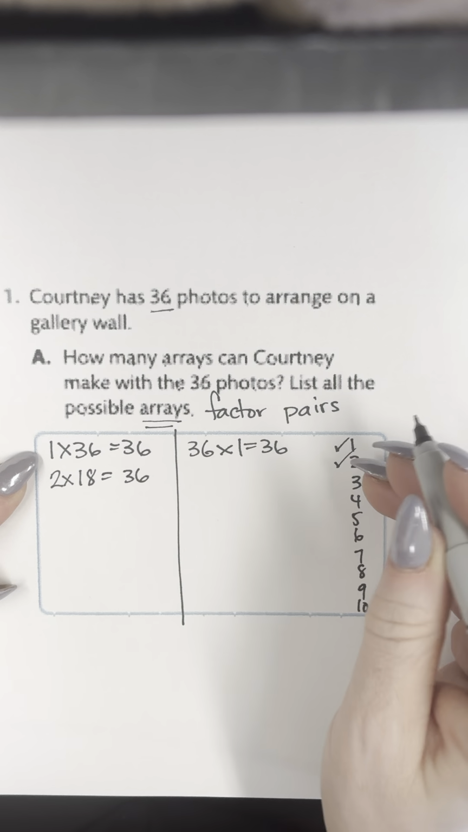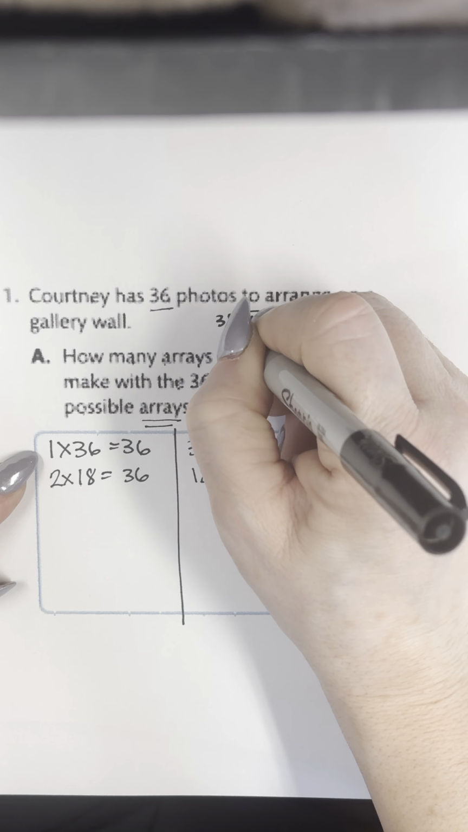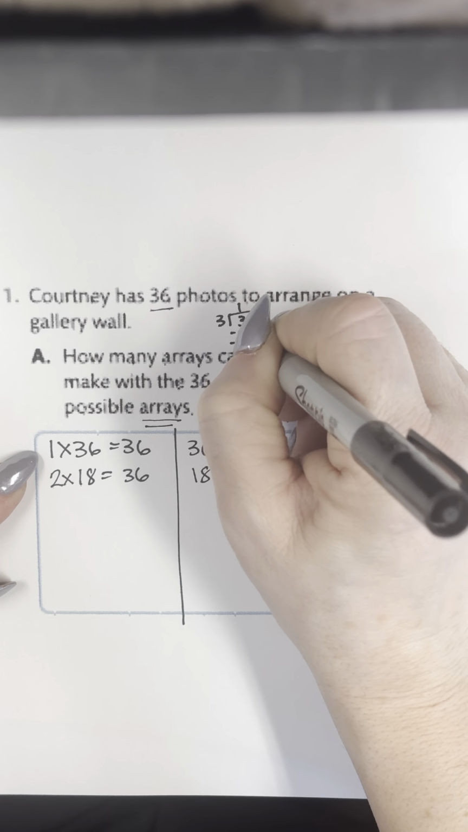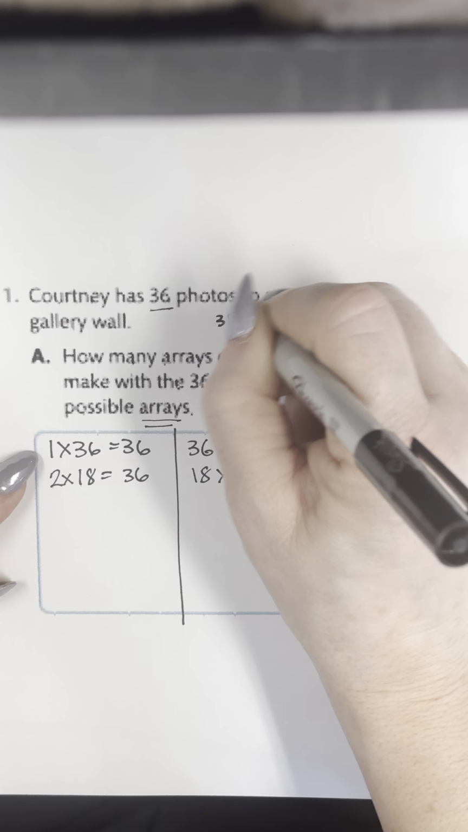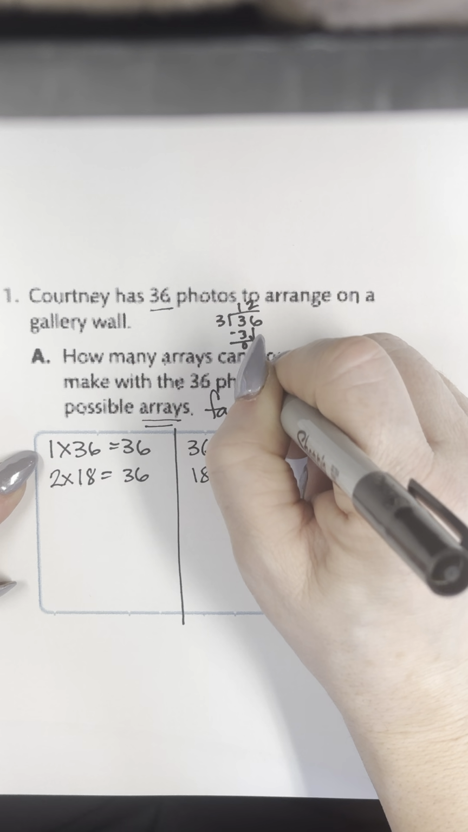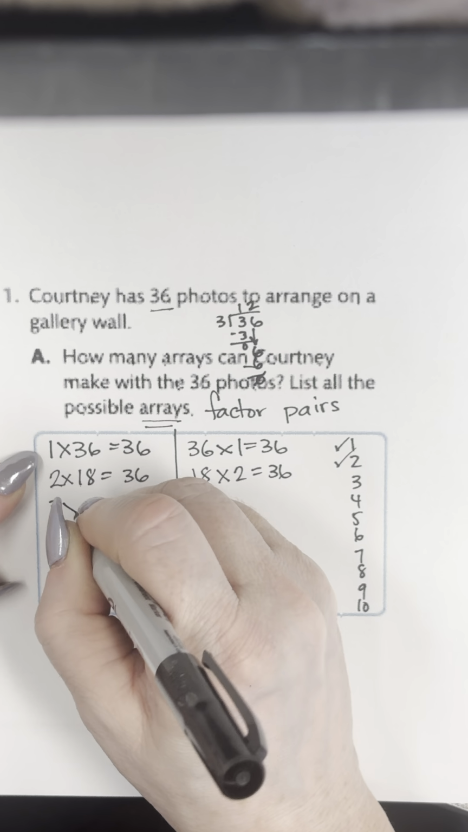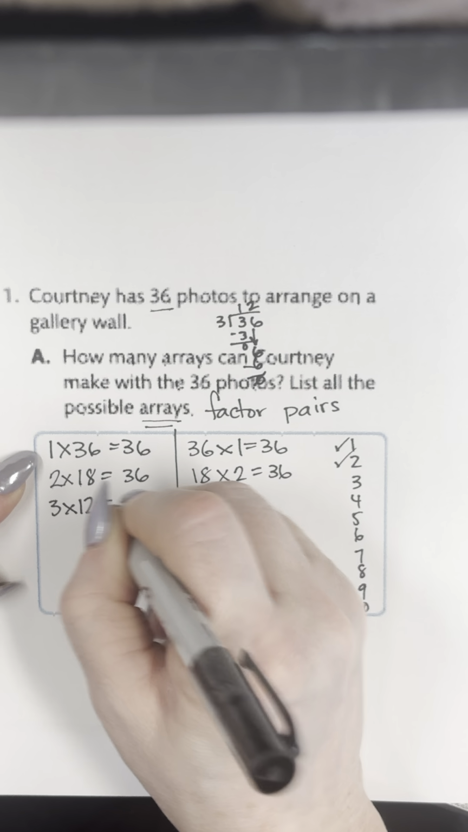3. Well, 3 I might need to use a little division here. So let me see if I could squeeze it in here. 36 divided by 3. 1 times 3 is 3. 0, bring down the 6. 2 times 3 is 6. Perfect. So 3 rows of 12 equals 36, or 12 rows of 3 equals 36. So wow, I can use 1, 2, and 3.